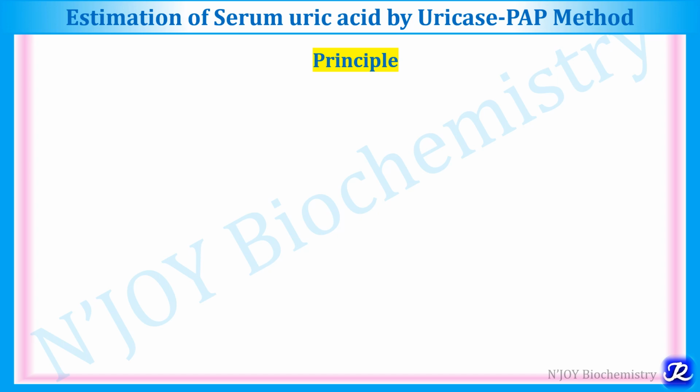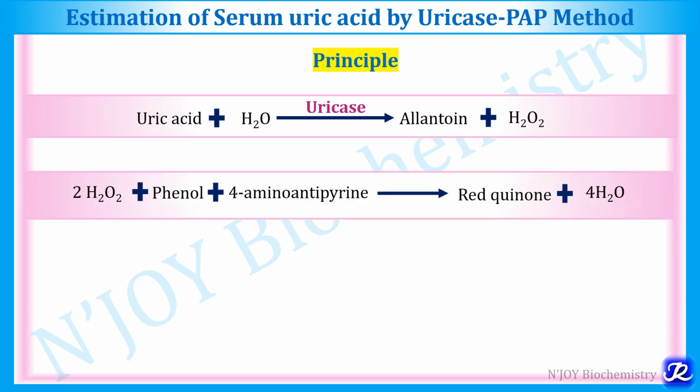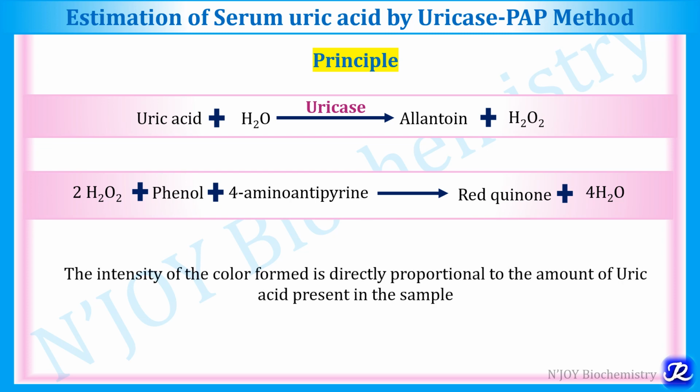Now the next thing is we have to write the principle. So what is the principle here? The principle is that the enzyme uricase converts uric acid present in the serum sample into allantoin and hydrogen peroxide. Now this hydrogen peroxide, which is formed in the first reaction by the action of uricase, further reacts with phenol and 4-amino antipyrine in presence of peroxidase enzyme to form a red colored quinone dye, and the intensity of color formed is directly proportional to the amount of uric acid present in the sample. So this is the principle of estimation of uric acid by Uricase-PAP method.